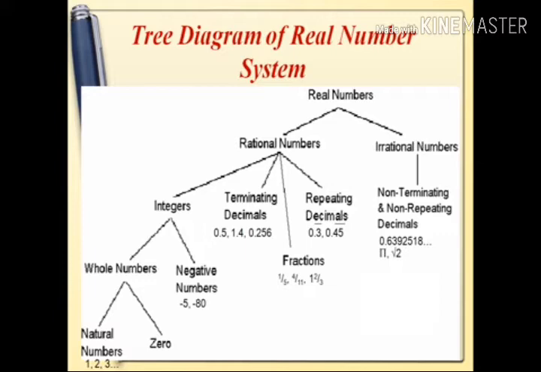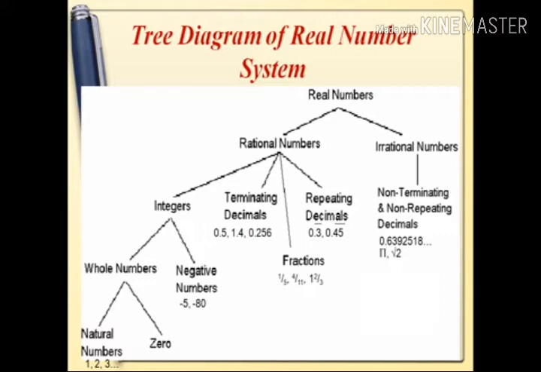I think you are able to get a little bit. Now here I am telling you the total division. The real numbers are of 2 types, rational and irrational. Rational is divided into integer, terminating decimal, repeating decimal, and fractions. The examples are also given on the screen. You can follow the screen. It will be better, whatever I am telling, you just go through that along with it.